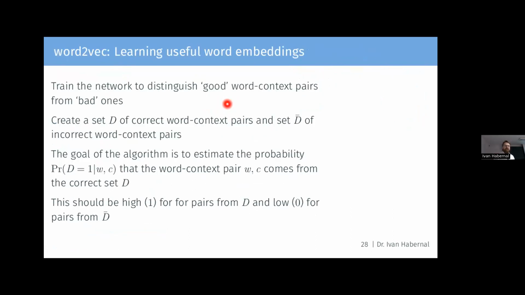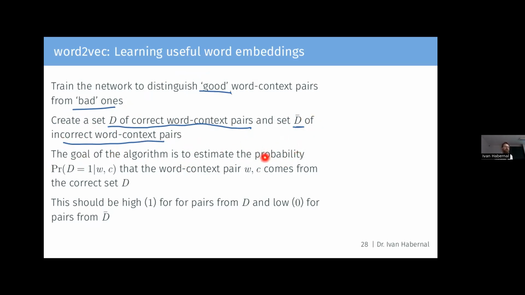So word2vec is learning useful embeddings, and it's trying to distinguish good word-context pairs from the bad ones. We create a set D of the correct context pairs from the corpus, and a set D-bar of these incorrect word pairs. And exactly, the goal of these algorithms is to estimate the probability.